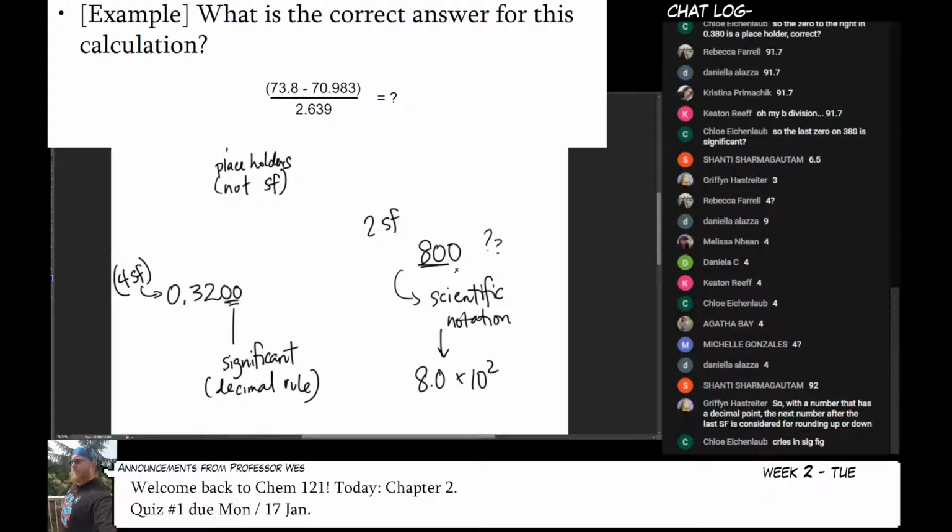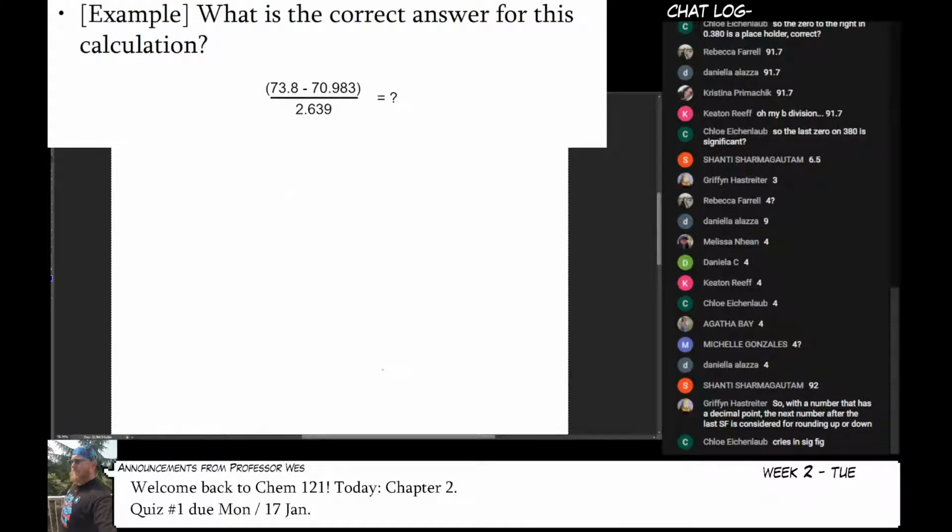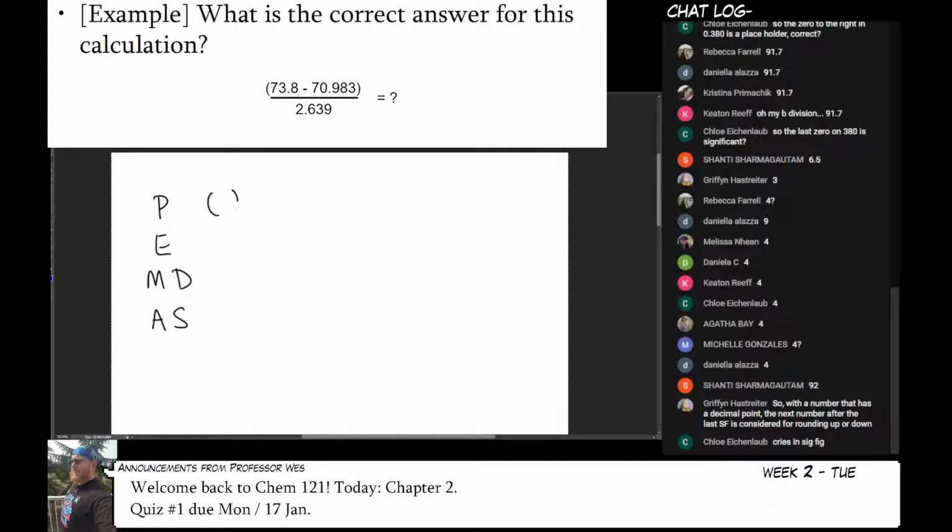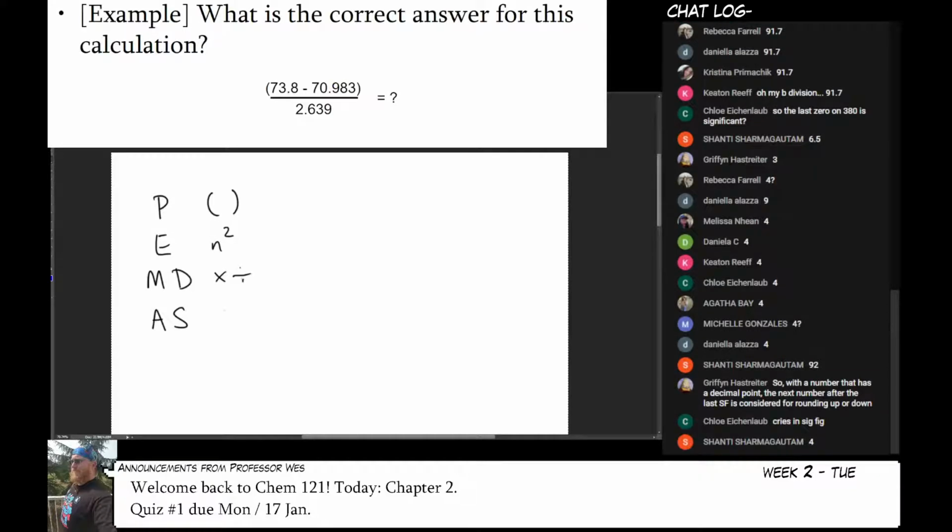And here's what we have to do. The first thing we have to do is use order of operations. Do we all remember the order of operations? Oops, what did I just do? I clicked the wrong thing. Do we remember our PEMDAS? Where P is parentheses, E is exponent, multiplication, division, addition, subtraction.